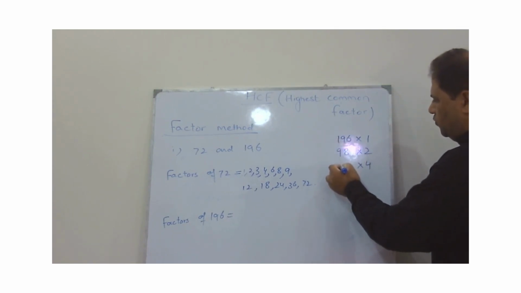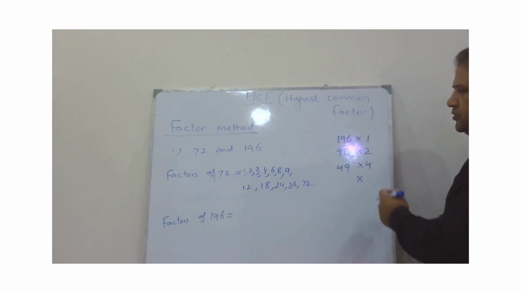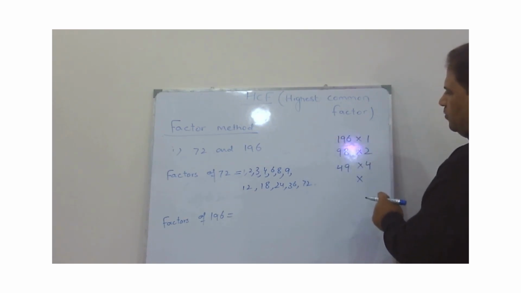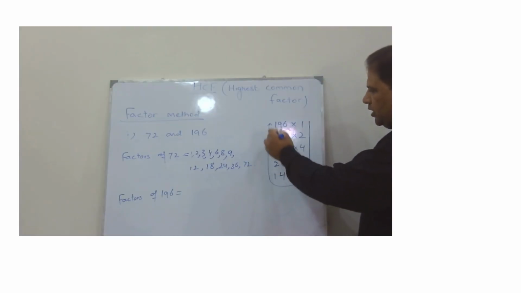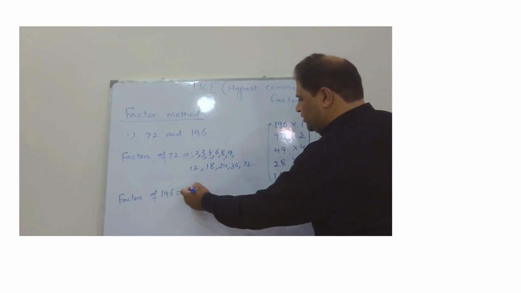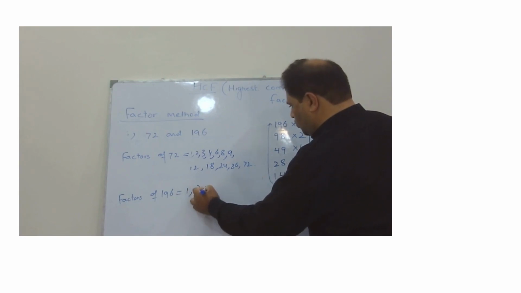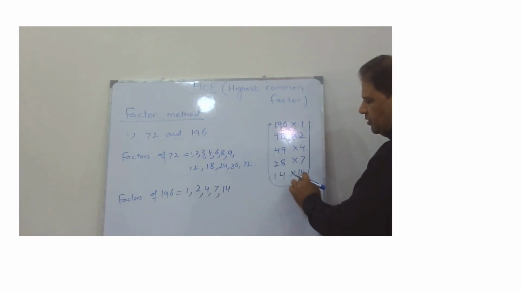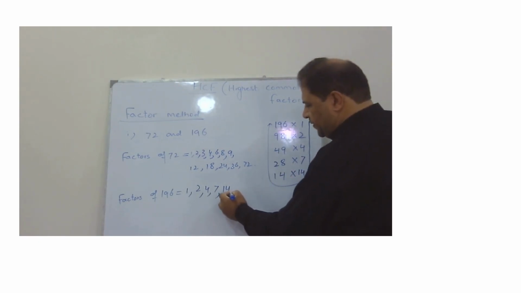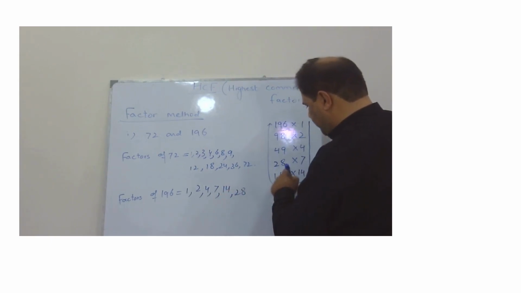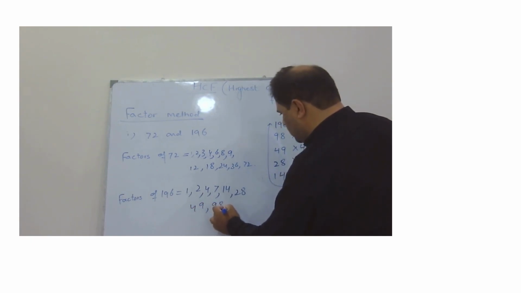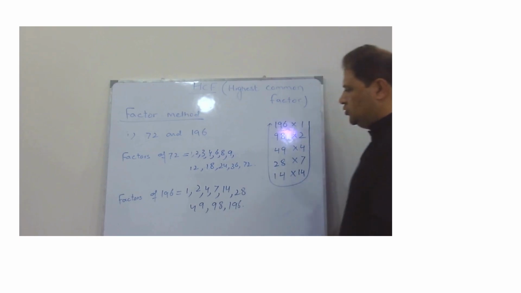4 fours are 16, 4 nines are 36, it's not a multiple of 0 and 5, so we cannot divide it with 5. Then we will move like a U-turn and we will write all the factors. 1, 2, 4, 7, 14. Look at this, these are repeated, so we will write only once. And then 28 and 49, 98 and 196. So these are the factors.